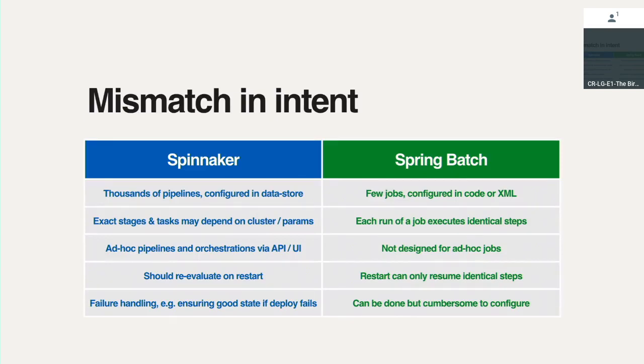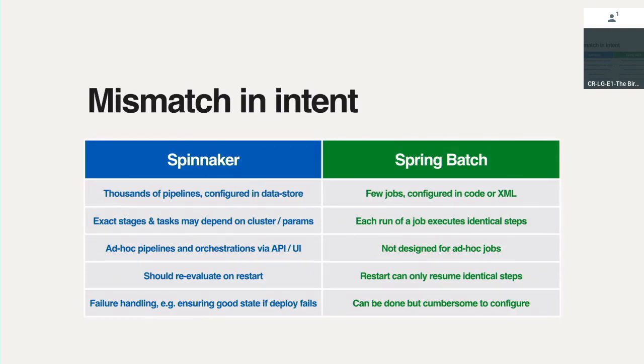It's not designed for having thousands of pipelines configured in a data store. It's designed for having a bunch of batch jobs configured in some static code or an XML. It's not designed for flexible executions that can change what they're doing at runtime and make decisions about exactly what their structure is going to be at runtime. It's not really designed for ad hoc work. I'm going to get into this in a little more detail later, but restarting pipelines turned out to be really problematic with our Spring Batch implementation.